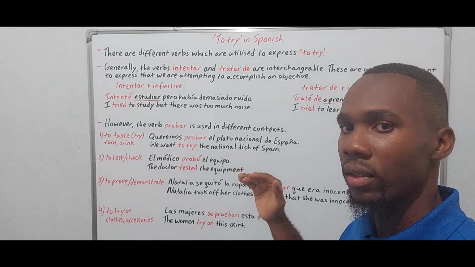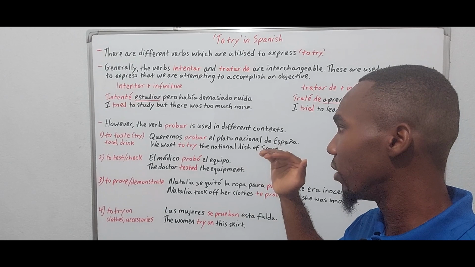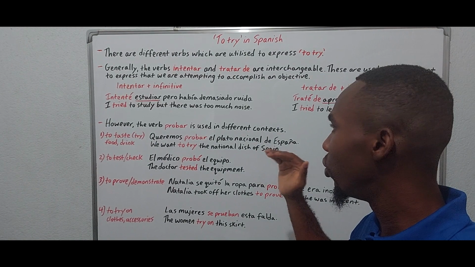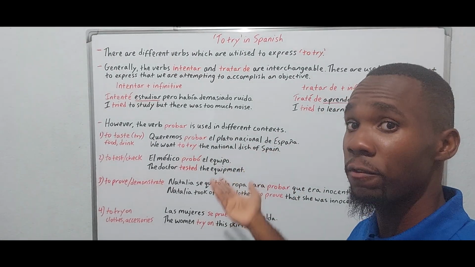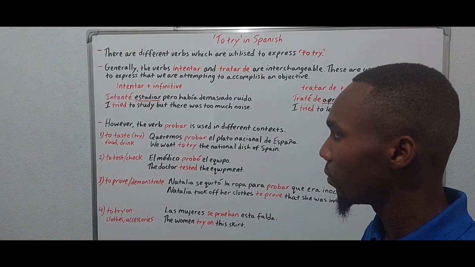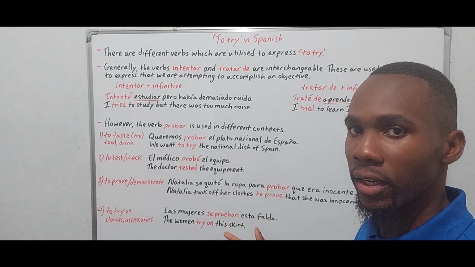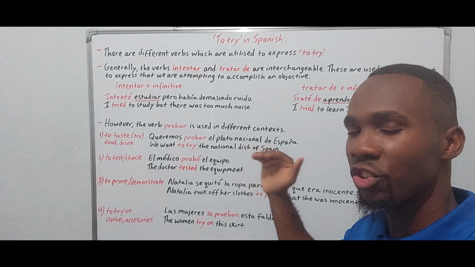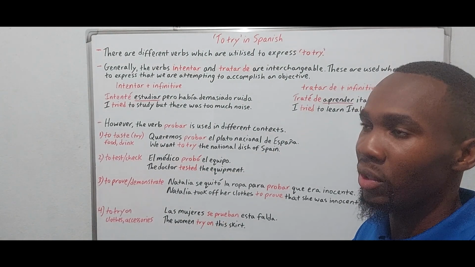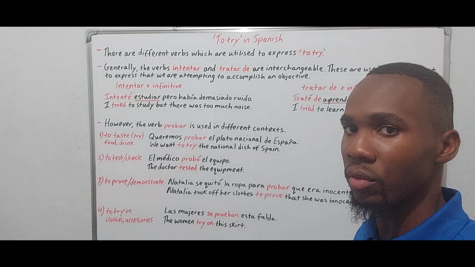Where it gets tricky is when we get to the 3rd verb. And this verb is probar. The verb probar is used in different contexts. As you see, there are 4 contexts, right? So the first context, to taste, which is to try, right? So when we say try in this context, we mean to try food, but really we mean to taste. Taste food, drink, what have you, right?